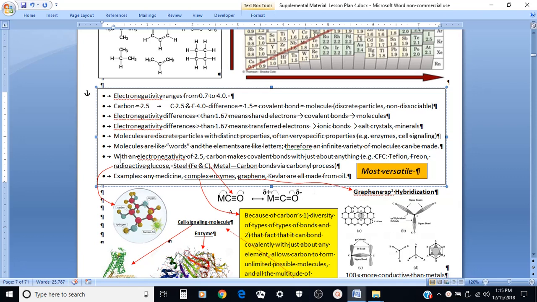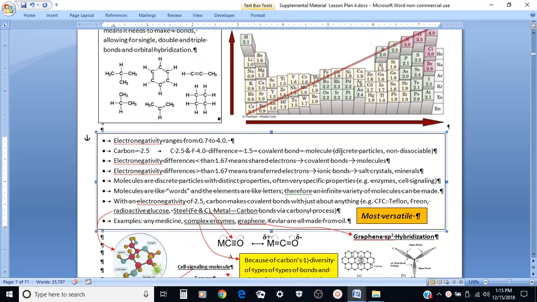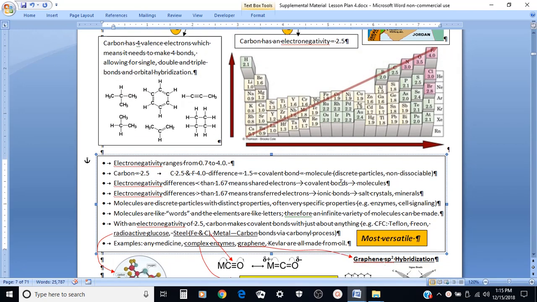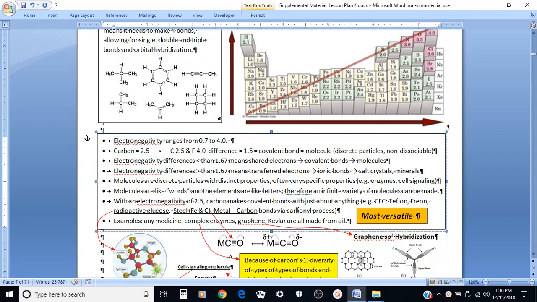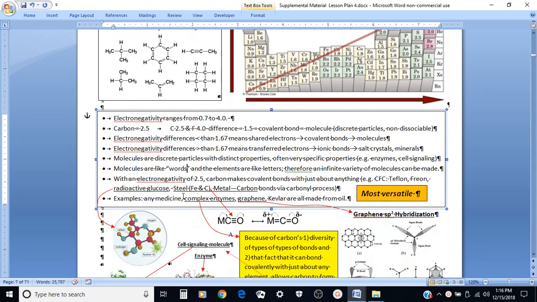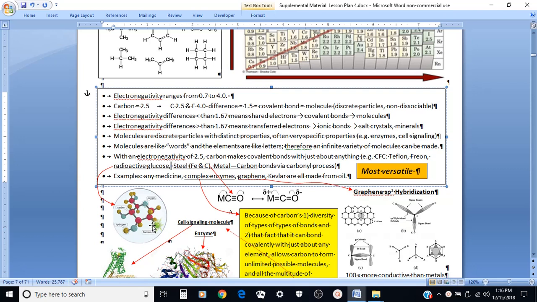So with an electronegativity of 2.5, carbon makes covalent bonds with just about anything, including the most extreme, fluorine, which has the highest electronegativity. So it's going to make a covalent bond with fluorine, and you get what are called chlorofluorocarbons, things like Teflon, Freon, all right? Also, an example here is radioactive glucose, which is a marker for cancer cells, and the idea here is you have radioactive fluorine, which gives off probably gamma or beta, or I'm willing to bet it's gamma radiation.